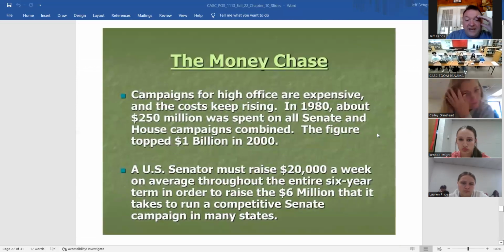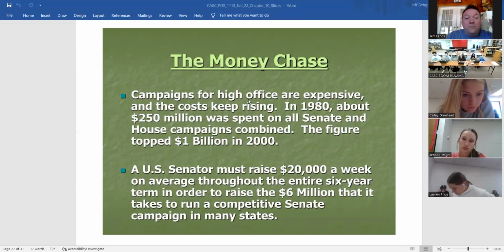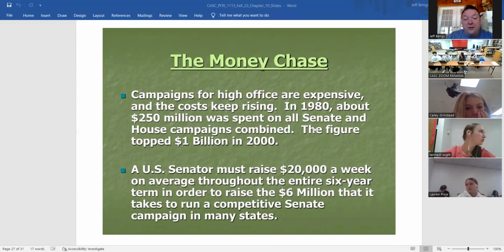Of course, it takes a lot of money to run a campaign. For example, in 1980, so we're talking a generation ago, 42 years ago, $250 million was spent on all Senate and House campaigns combined. This is on the national level. So in 2000, we're talking 20 years later, it quadrupled to 1 billion.